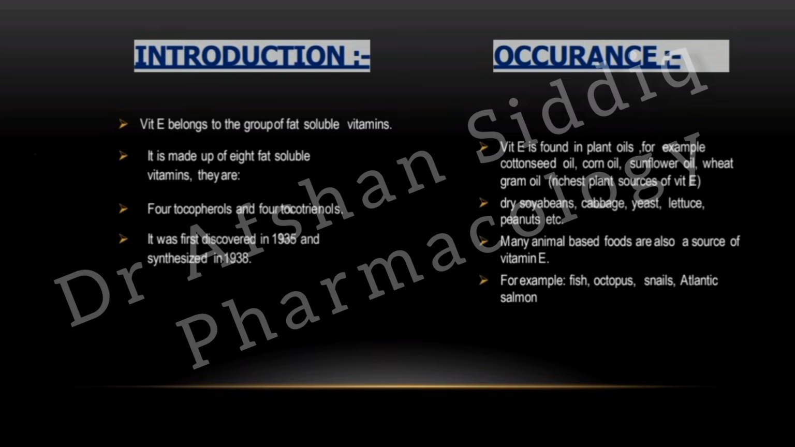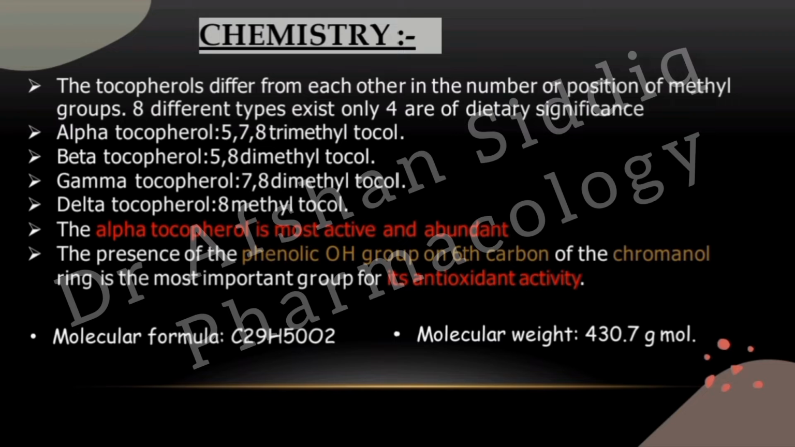Now come to the chemistry of this vitamin. As I told you in the introduction, it is a set of 8 different compounds. Tocopherols differ from each other in the number and position of methyl groups. 8 different types exist, but 4 are of dietary significance. And these are alpha tocopherol, beta tocopherol, gamma tocopherol, and delta tocopherol.